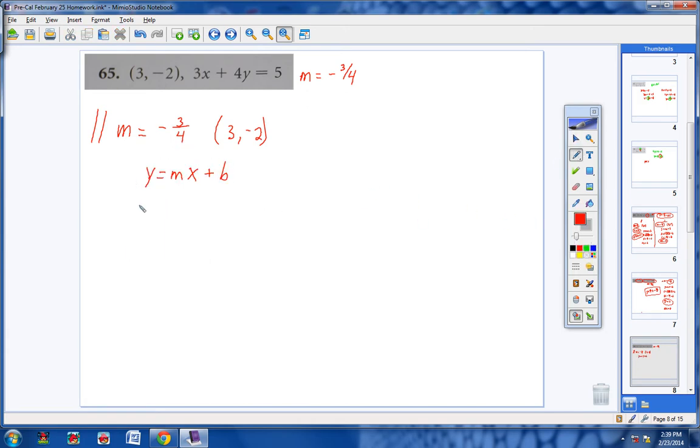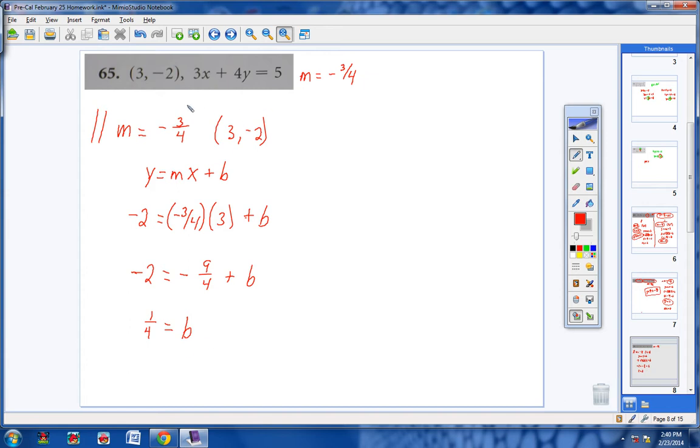And so where the y is, I'm going to substitute -2. Where my m is, I'm going to substitute -3/4. Where x is, I'm going to substitute 3. And then positive b. So with that in mind, we're going to go ahead and simplify the right side. So I would have -2 equals -9/4. 3/4 times 3, -9/4 plus b. And then bring the 9/4 over and make it positive. So you'd have a -2 plus a 2 1/4, and that should give you 1/4 for your b, 1/4.